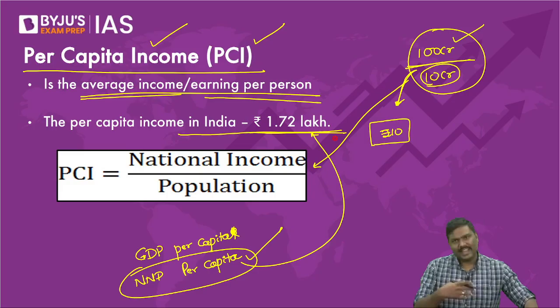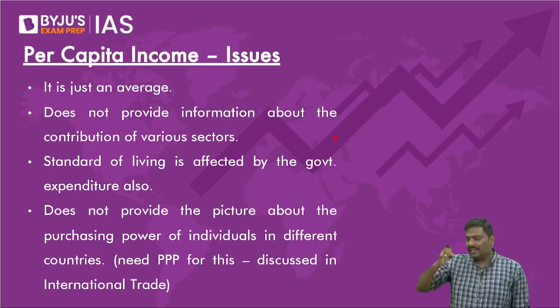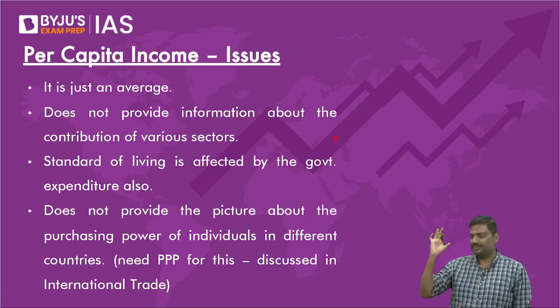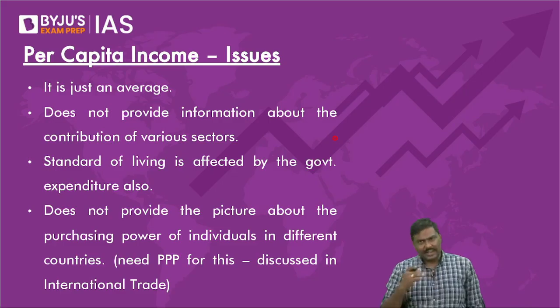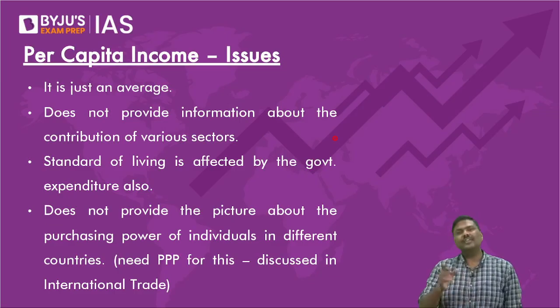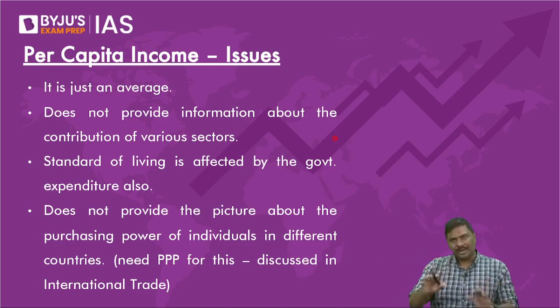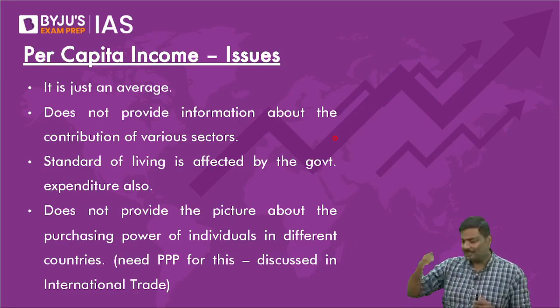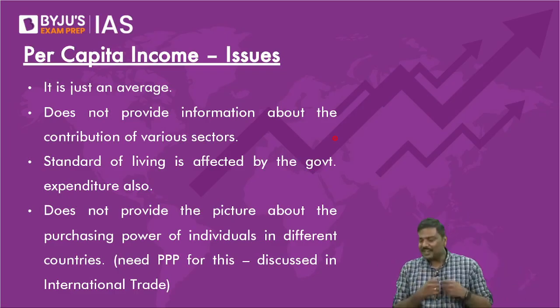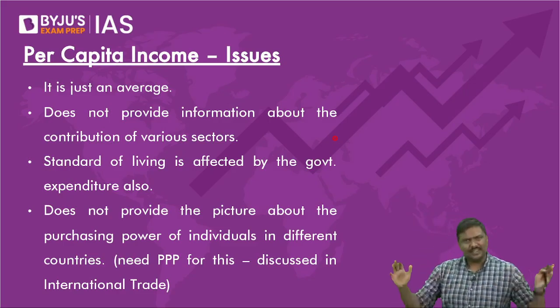Now, is NNP per capita a good indicator? Is it the best indicator you can think of? The answer is simple: no. Even NNP per capita has issues. What is the issue? First, whenever you talk about per capita, either GDP or NNP, it doesn't matter, it is simply the concept of averages. That's it. It is an average.